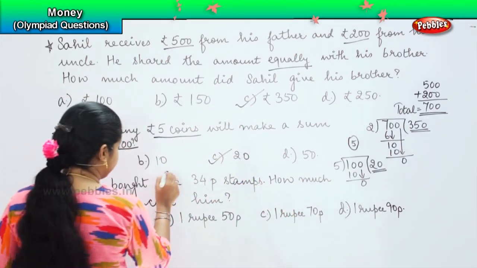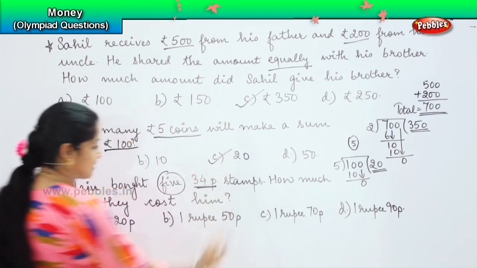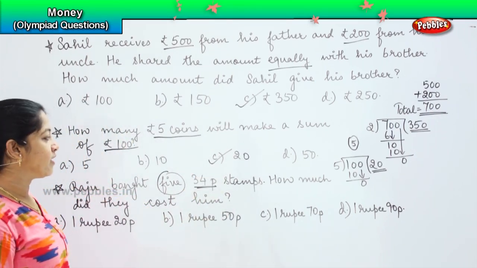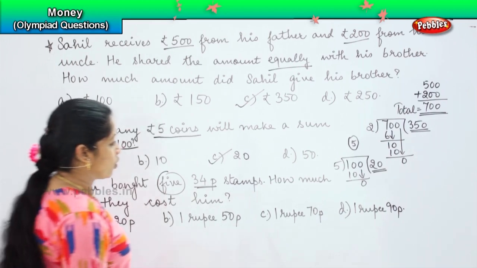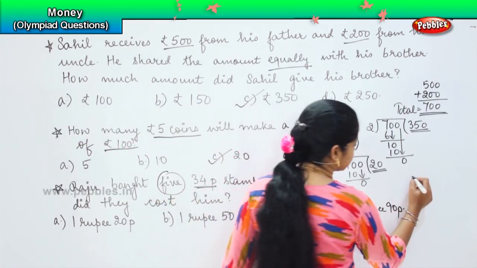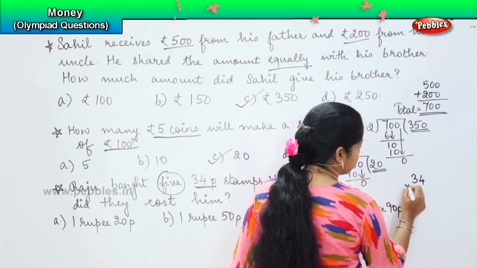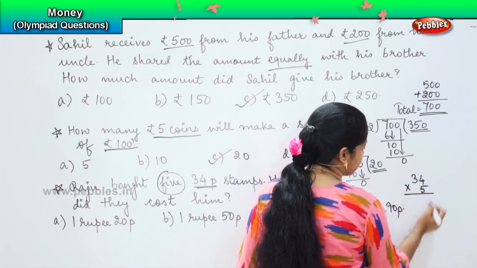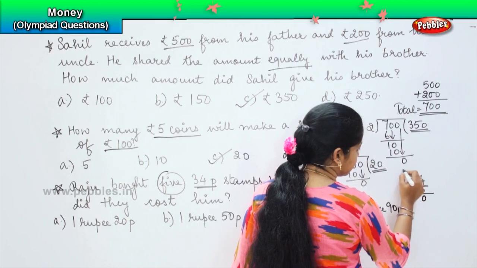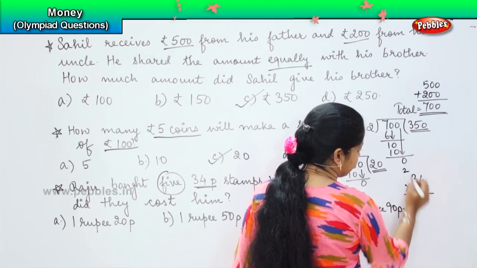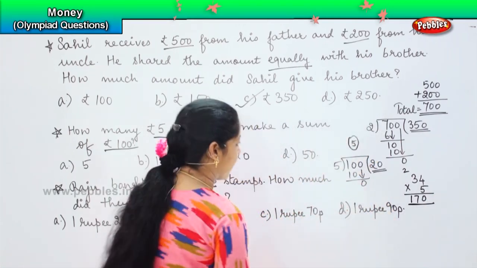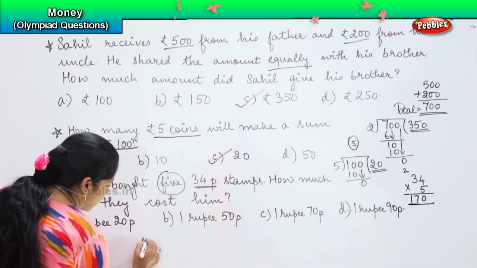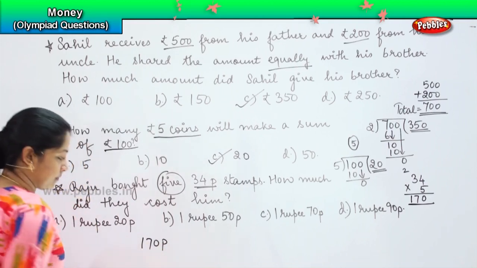So, did you understand the question? Raju has bought 5 34 paise stamps. Okay. So, we need to total first how much does it cost. Okay. So, if you multiply 34 into 5, how much will it come? 4 5s are 20, 3 5s are 15, 15 plus 2 is 17, so 170. So, which means I will be having 170 paise.